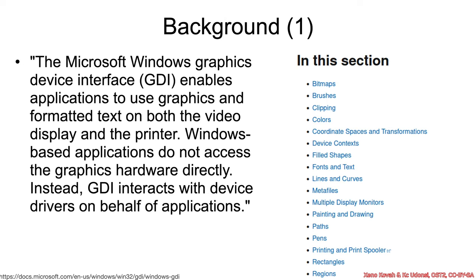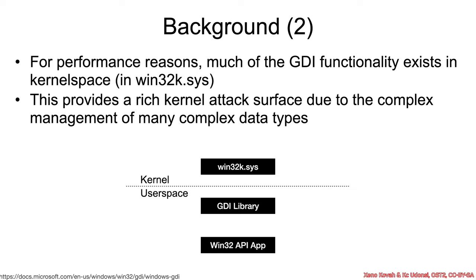So let's talk a little bit about background for Windows. This specific vulnerability is in the GDI, or graphics device interface, which enables applications to use graphics. It is a thing that deals with graphics, meaning bitmaps and windows and colors and text and all sorts of things. Now, for performance reasons, the GDI functionality exists in kernel space. So basically, all this manipulation of graphics, because it needs to be fast, is going to be in the kernel. And so in practice, there are Win32 APIs that call through the GDI library, go up to kernel space, and that does something to help manipulate graphics.